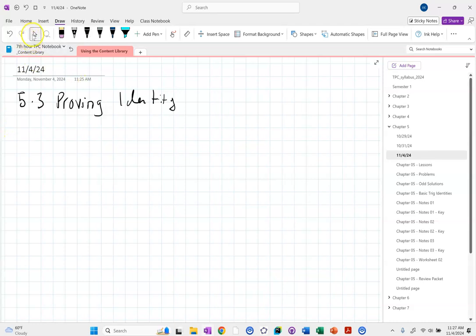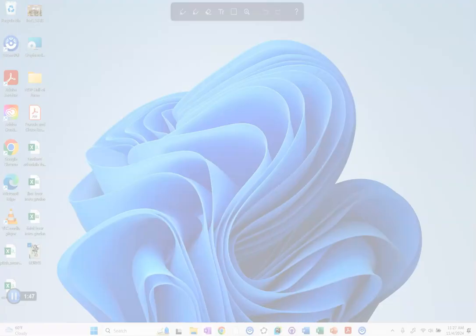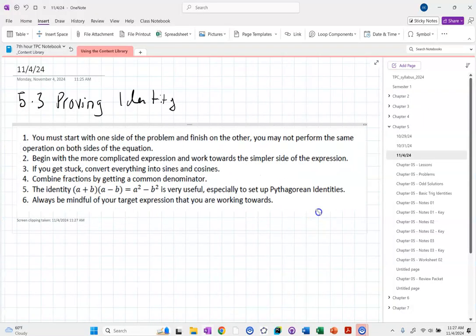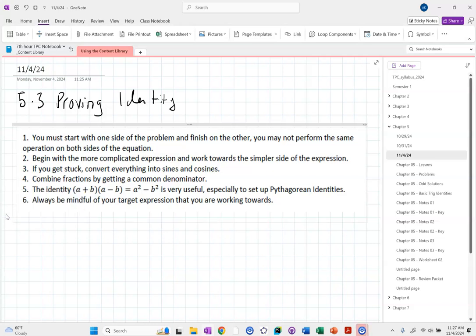So before we dip in and start doing some examples, I want to start by giving you guys a couple of general strategies that are often useful when working on these kinds of problems. So number one, when we do these sorts of problems, you're allowed only to work on one side of the identity.